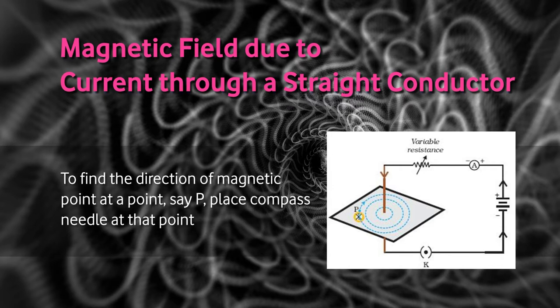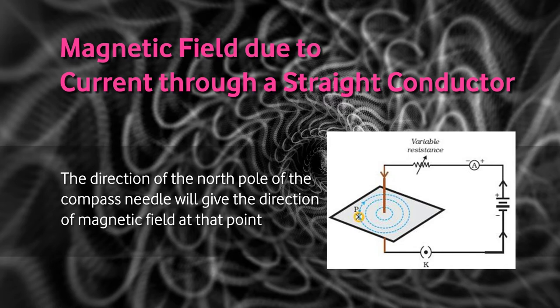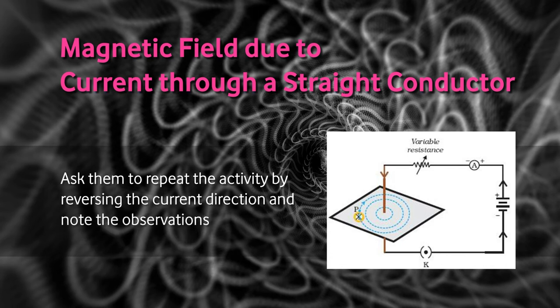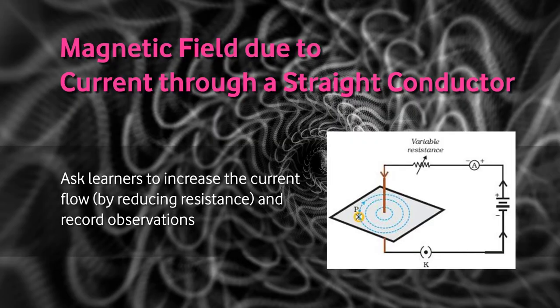To find out the direction of the magnetic field at a point, say P, you can place the compass needle at that point. The direction of the north pole of the compass needle will give the direction of the magnetic field at that point. Ask them to repeat the activity by reversing the current direction or by changing the current, increasing the resistance. All permutations and combinations they should do, and they should observe what is happening in the compass needle. You also ask them to increase the current flow and record their observations.